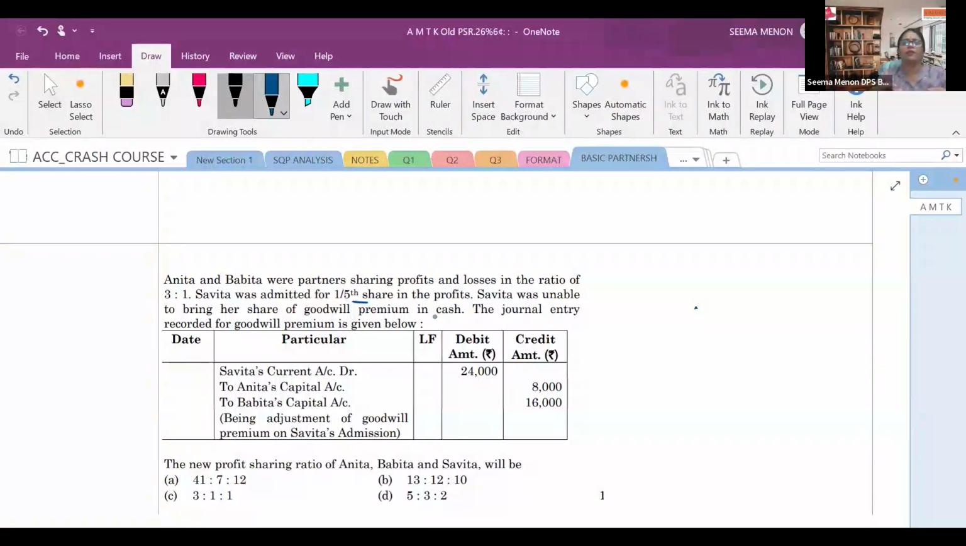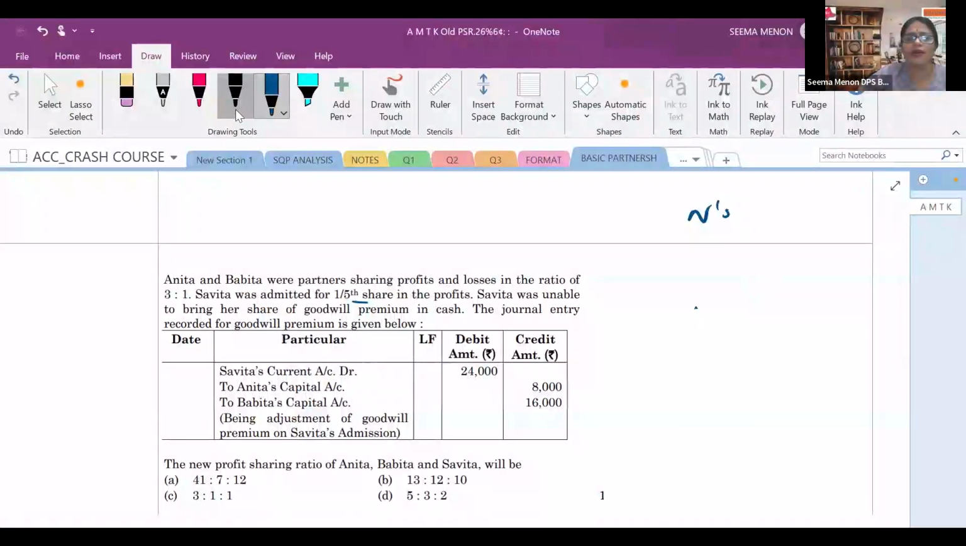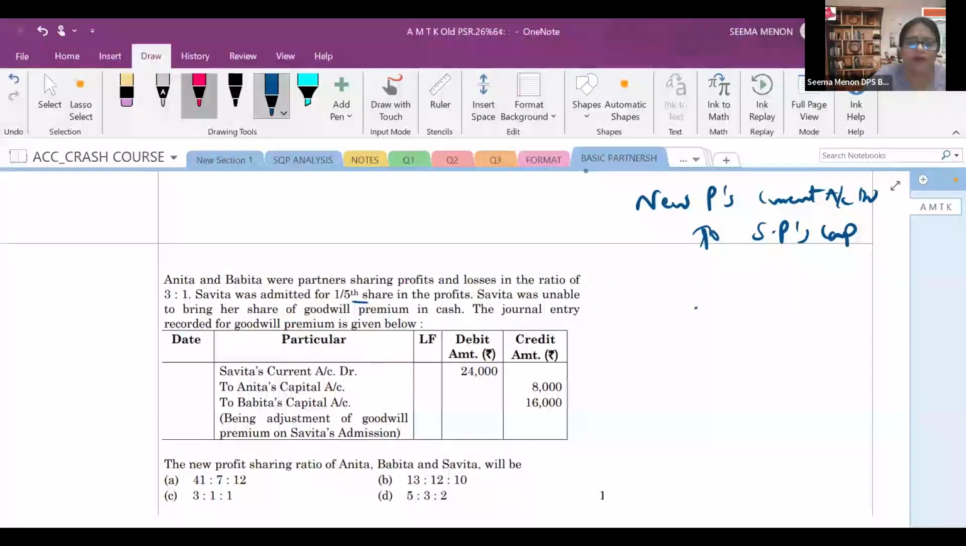Whenever the partner is not able to bring goodwill in the form of cash, what is the journal entry? New partner means the newly admitted partner. New partner's current account debit to sacrificing partners' capital account. So here you can see who was not able to bring the goodwill, Savita. So you can see Savita's current account. And the rest of the 2 partners, Anita and Babita, that means they both are sacrificing partners.